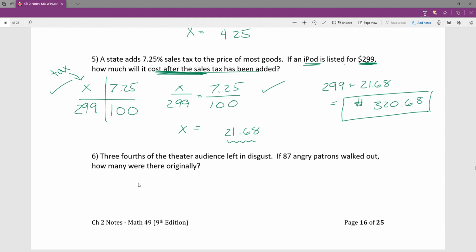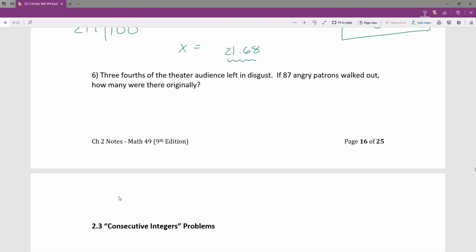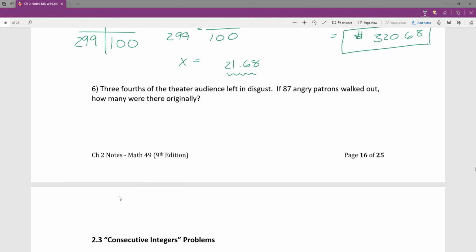Okay, one more just to take this a little bit differently here. And there's a couple ways of doing this one. So this one might be something that you get to the answer in a different way. So this one is a question that 3 out of 4 audience people left a theater unhappy. We've got, no, sorry, 3/4. So that would be 75%. That might be one way of doing this. If 87 patrons walked out, how many were there originally?